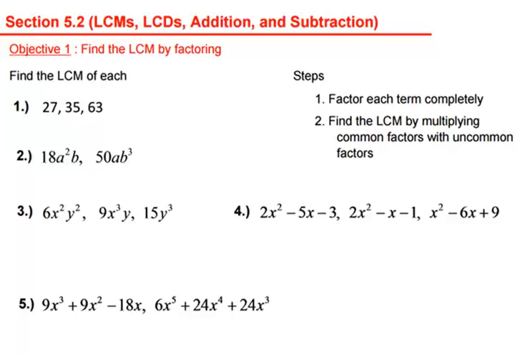Hi, welcome to section 5.2. We're talking about least common multiples, least common denominators, and we're going to add and subtract fractions.